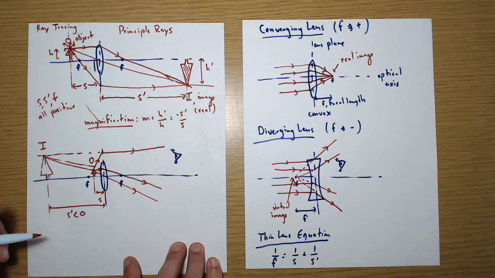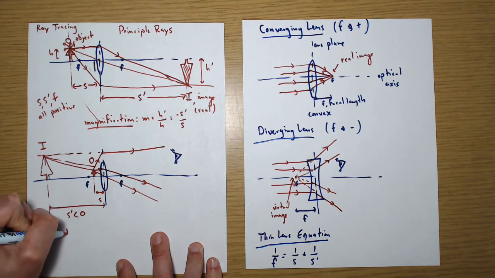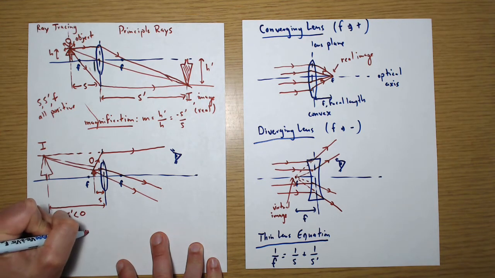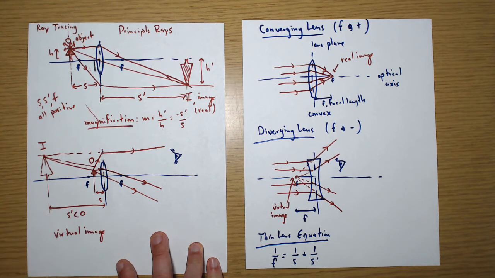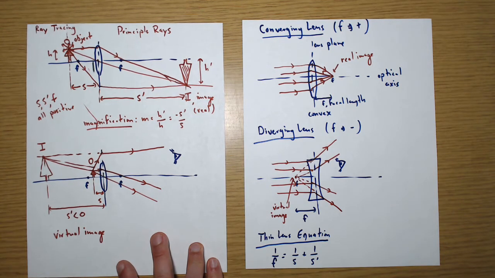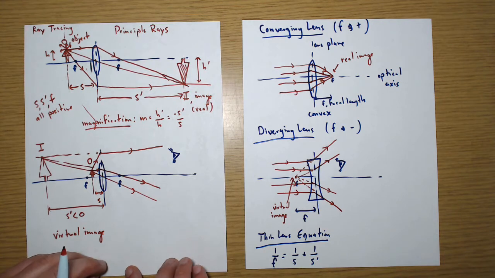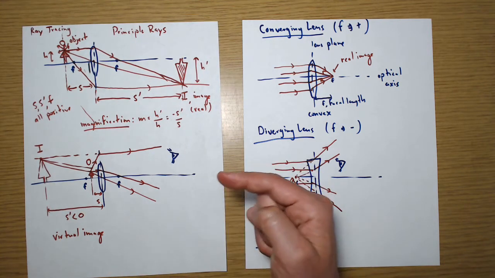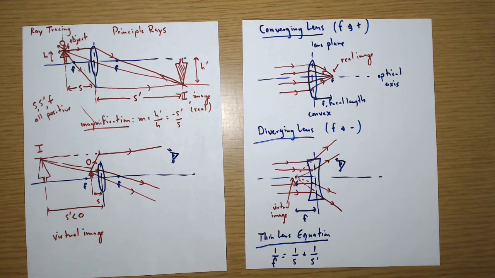Now this image is a virtual image, meaning this image can't be projected, but one could see it if they look through the lens. From this direction, they look through the lens, they could see an image which is actually blown up, although that image doesn't actually exist. Okay, let's plug in a couple numbers here just to do some math.